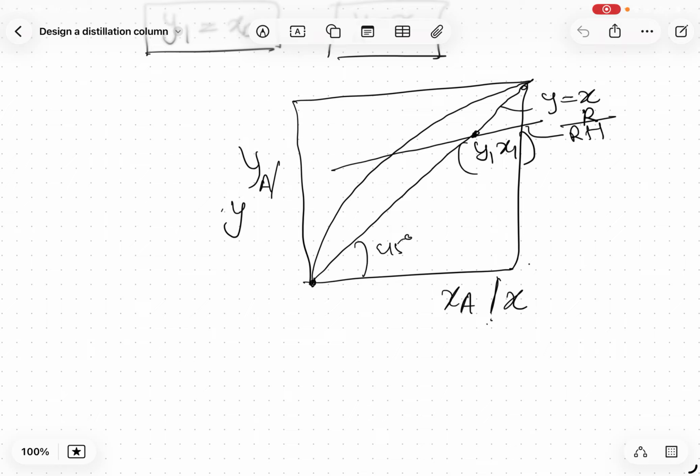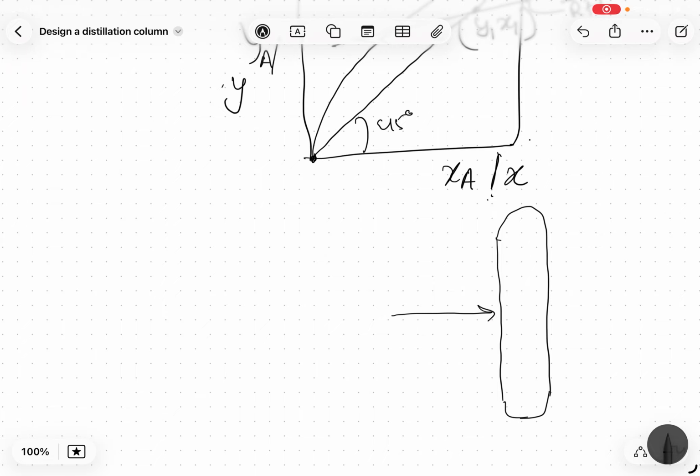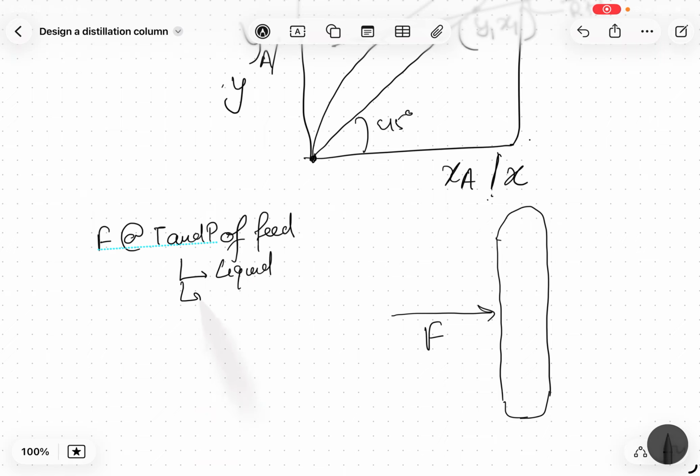Okay, so today let's continue the design of the distillation column. Till now we have learned how to find the operating line of the rectifying section. Now in a distillation column you will see that feed enters the column at a certain stage. Based on the temperature and pressure of the feed, it will contain some amount of liquid and some amount of vapor.